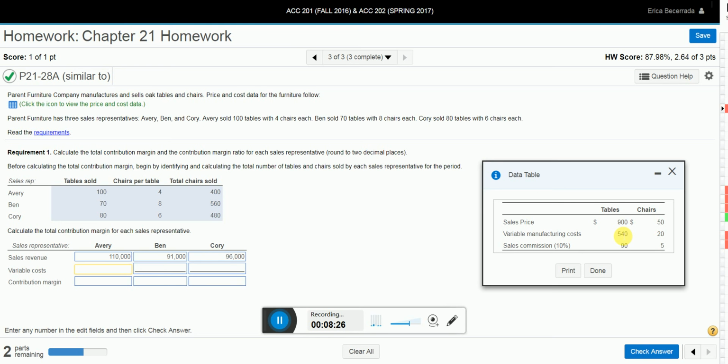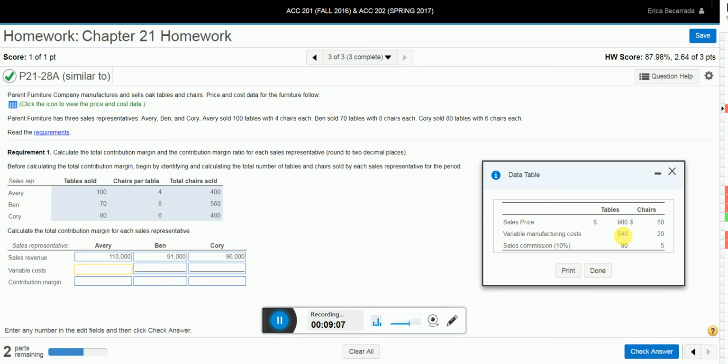Now for Corey, Corey sold 80 tables, multiply that by 540. We get 43,200. And for his chairs, he sold 480 chairs, multiply that by 20. We get 9,600. I'm going to add that to the table total, 43,200. And we get a total variable manufacturing cost of 52,800 for Corey.